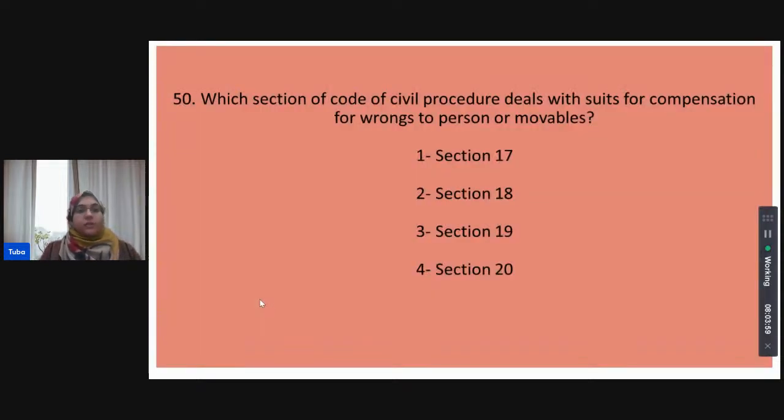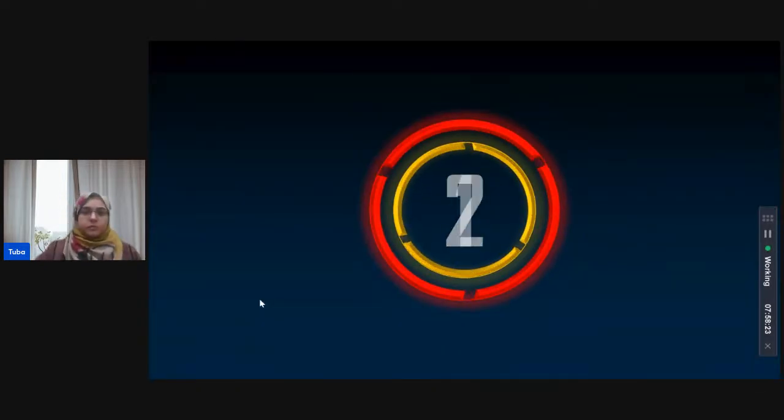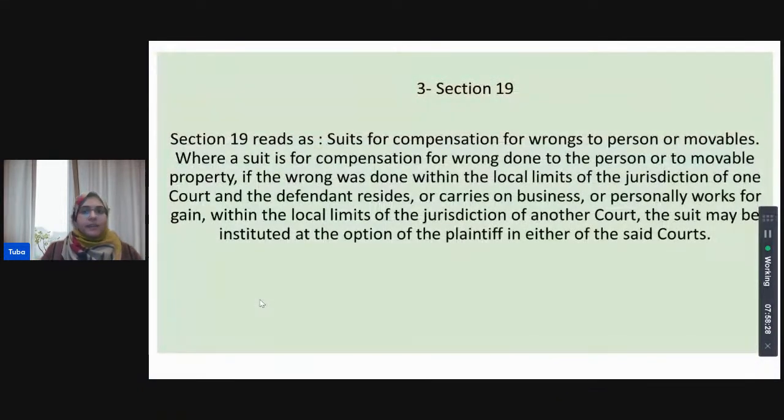Question 50. Which section of CPC deals with suits for compensation for wrongs to persons or movables? Is it Section 17, Section 18, Section 19, or Section number 20? Suits for compensation for wrongs to persons or movables. It is Section 19. That is the title of Section number 19.